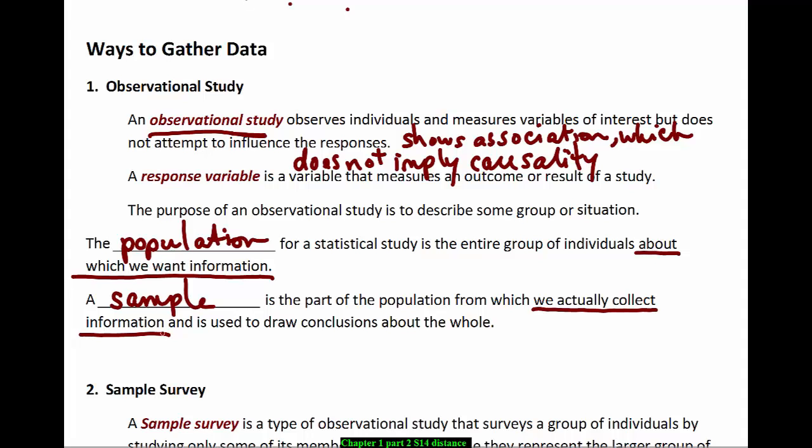So a sample survey, number 2, is actually, remember I said the two main branches of ways to gather data are an observational study versus an experiment. But we've got this other bullet in here. We've got number 2, a sample survey. A sample survey is actually a special type of observational study. A sample survey is one where the individuals provide their own data.